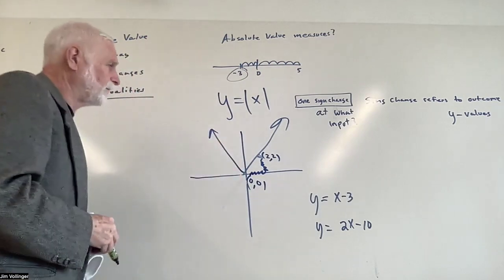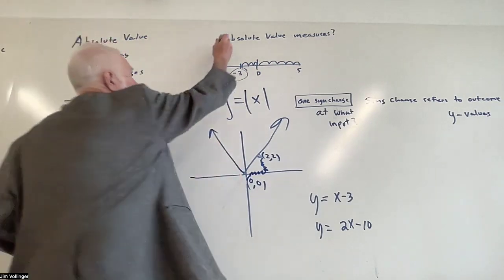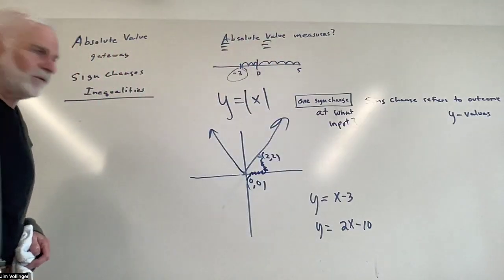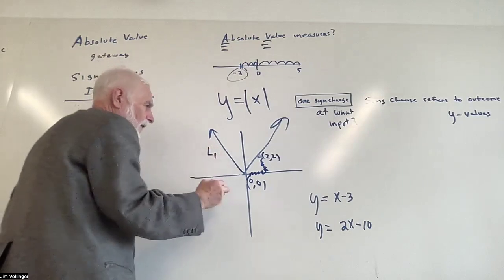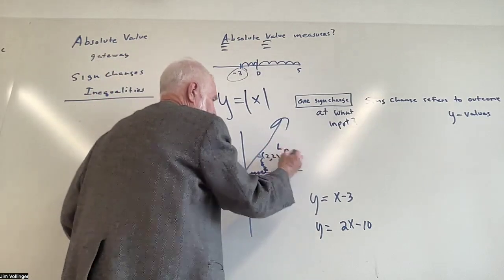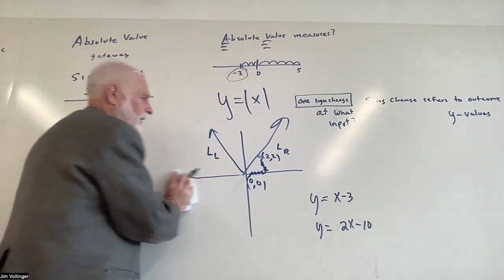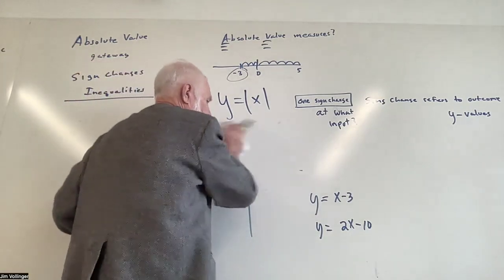And I get myself a V-shaped graph. A V-shaped graph for absolute value with 2 linear components, a line on the left and a line on the right. Okay, so let's graph something else.